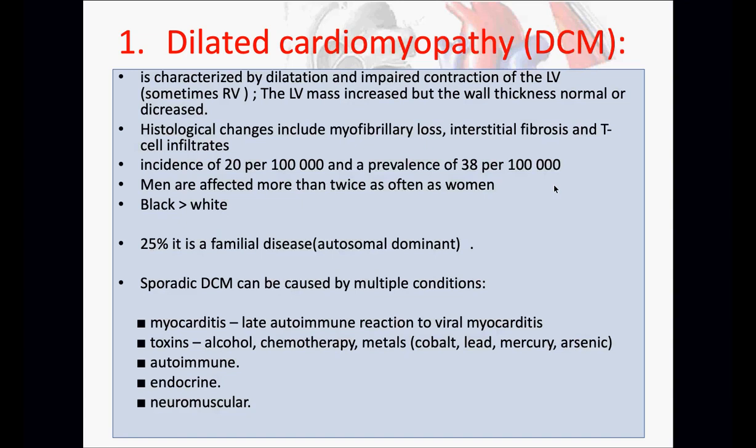Men are affected more than twice as often as women, and most of the cases are young. In 25% it is a familial disease. I have a family in Najaf with dilated cardiomyopathy occurring in the second decade of life, running in the family in an autosomal dominant pattern. Sporadic dilated cardiomyopathy can be caused by multiple conditions, for example, myocarditis, toxin, autoimmune, endocrine, and neuromuscular disorder.